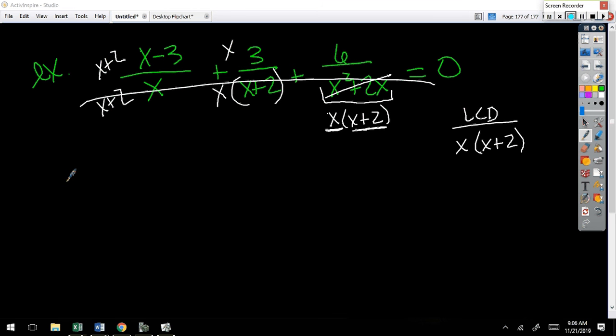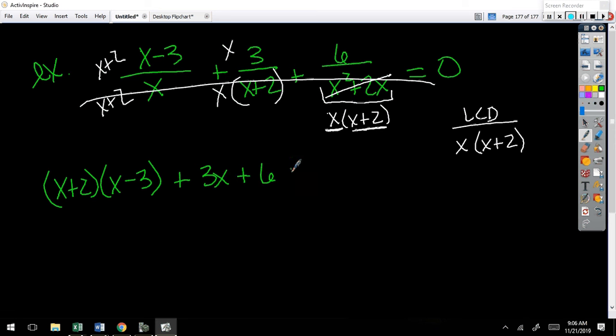So the first one's going to be a FOIL problem. Whenever you add a piece from the LCD, you always multiply it. So that's 3x, and then we have plus 6 equals 0. How about if I work it but don't say anything and you can look up and check?